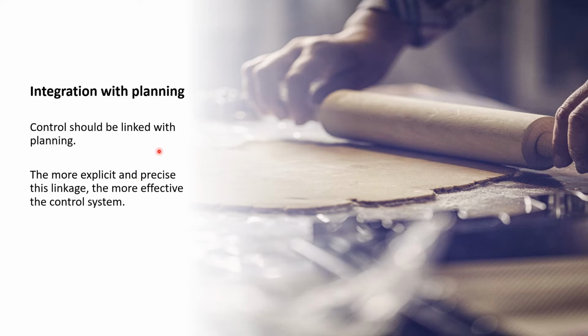You have to integrate the control process with whatever you have planned. Control should be linked with planning. The more explicit and precise these linkages, the more effective the control system, meaning that whatever you want to achieve, you have to make sure that you control accordingly, so it will help you to achieve the objective.